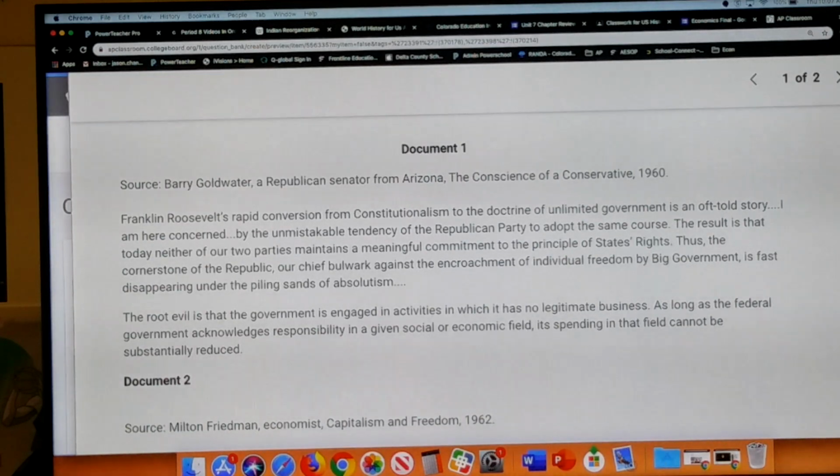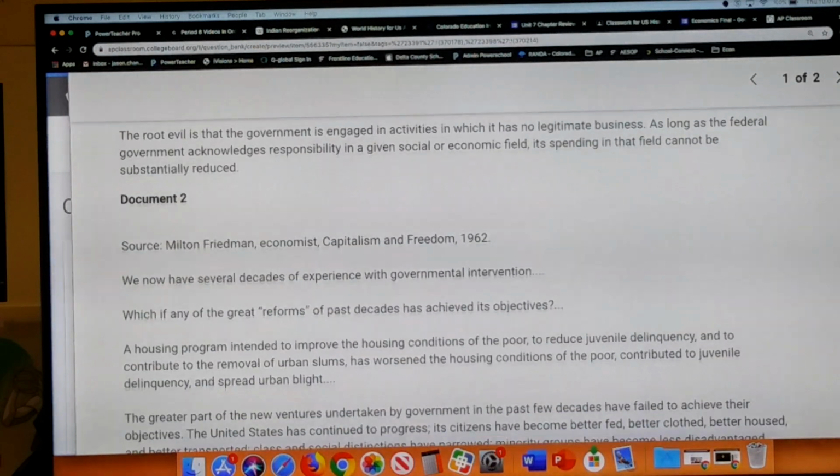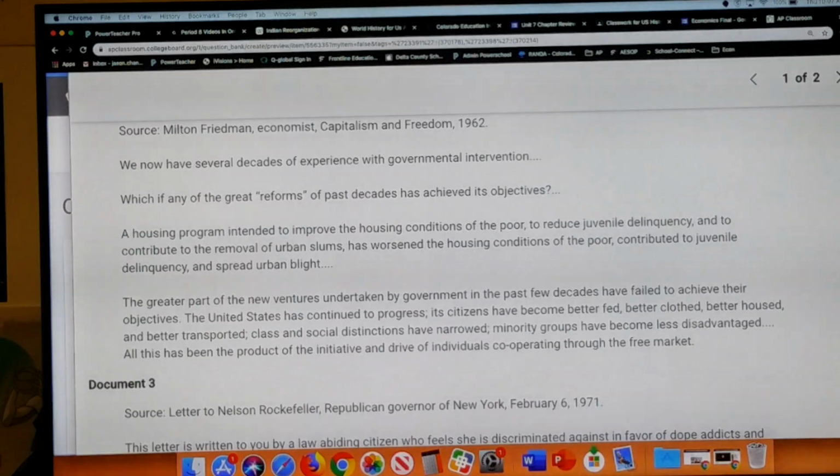Milton Friedman, a very conservative economist, doesn't think any of the great reforms of the past decade actually achieved their objectives. A housing program intended to improve the housing conditions of the poor, to reduce juvenile delinquency, and to contribute to the removal of urban slums has worsened the housing conditions for the poor, contributed to juvenile delinquency and spread urban blight, he says.